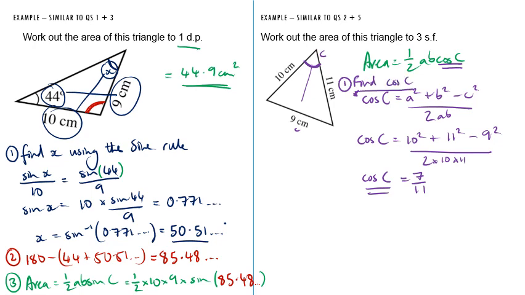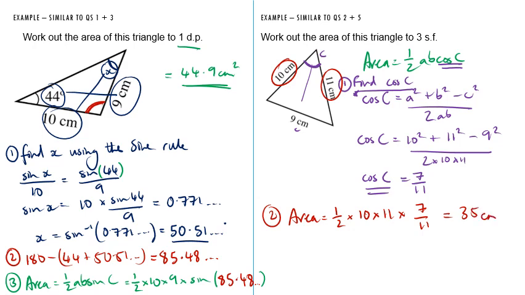We can now use this to calculate the area, which is just half times, and we must be careful with the sides, so it's the ones either side of our angle. And this works it out very neatly. It's just 35 centimetres squared, so we can ignore this 3 significant figures bit here.